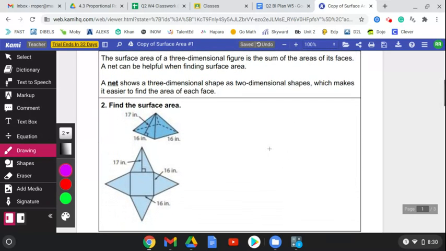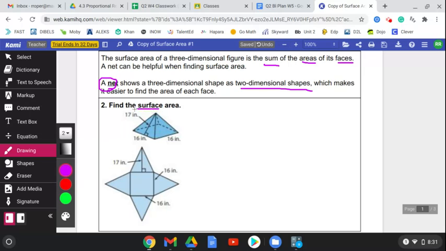Okay, now we're going to move on to finding surface area. We've been finding volume. Surface area of a three-dimensional figure is the sum of the area of its faces. So you take all of its faces, find the area of them, and add them together. What is helpful when finding the surface area of a three-dimensional figure is using what is called a net. A net simply shows a three-dimensional shape as two-dimensional shapes.